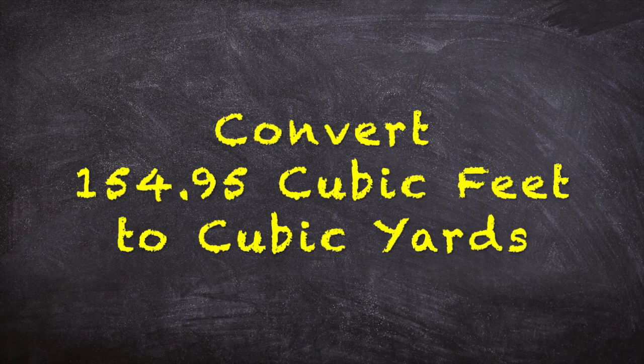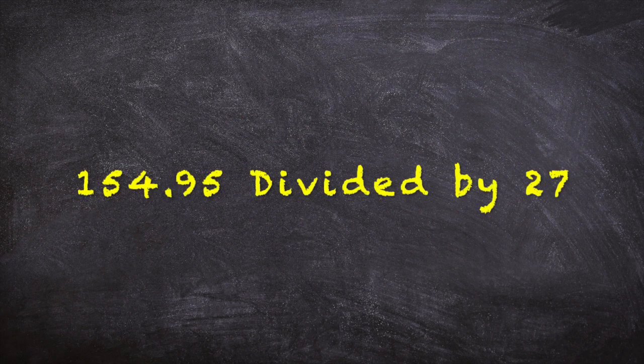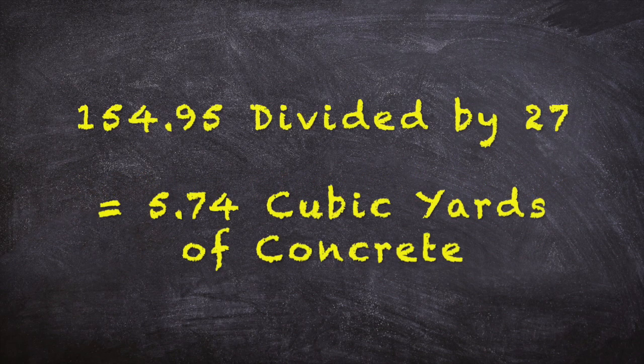To convert 154.95 cubic feet into cubic yards, remember that there are 27 cubic feet in a cubic yard of concrete. To get the final calculation, divide 154.95 by 27 to get an answer of 5.74 cubic yards of concrete needed for this slab.